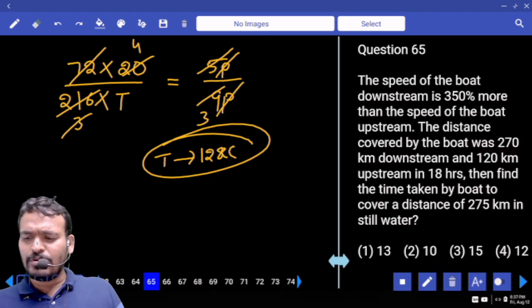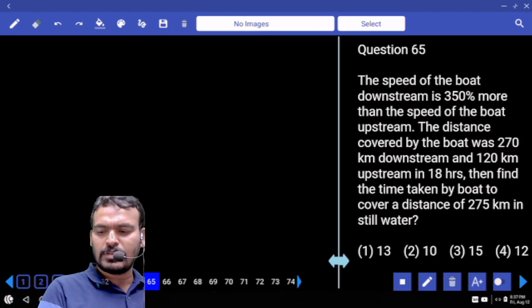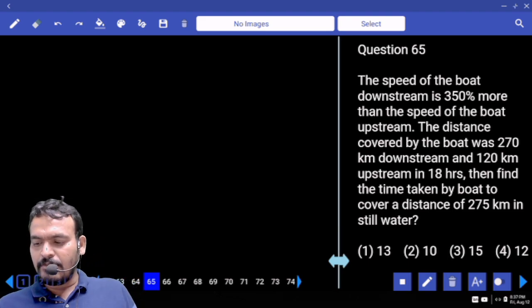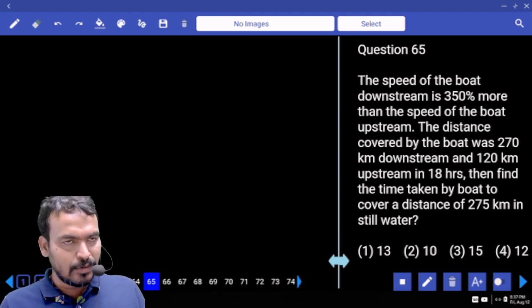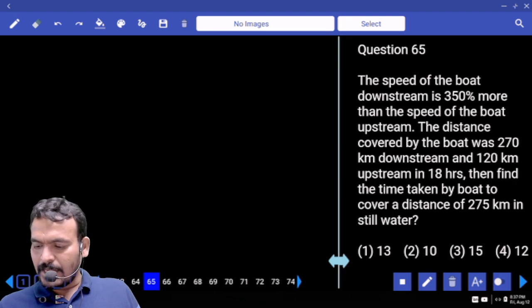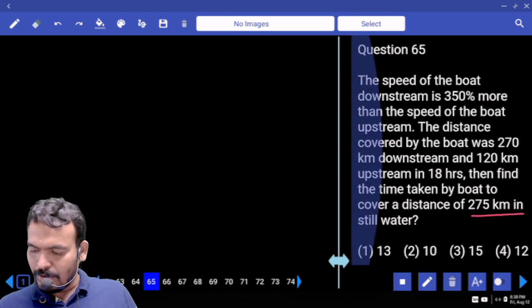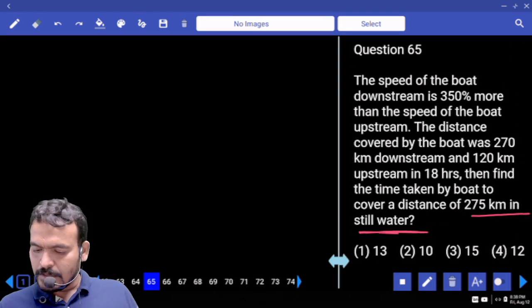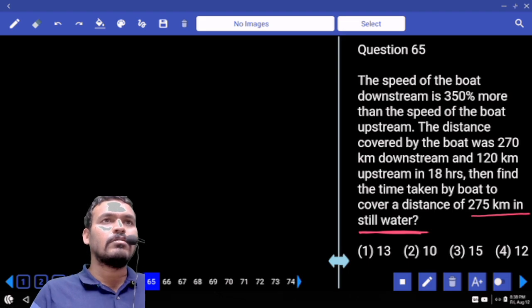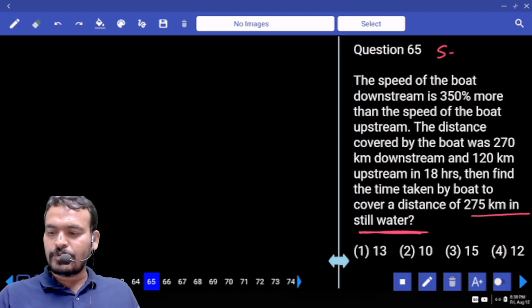65. The speed of the boat downstream is 350% more than which one? Speed of the boat in upstream. The distance covered by the boat was 270 kilometers downstream and 120 kilometers upstream in how many hours? 18 hours. Then find the time taken by the boat to cover a distance of 275 kilometers in still water. Still water means speed of the stream is 0, or not? Speed of the stream is which one?